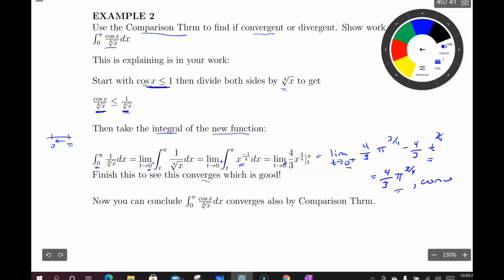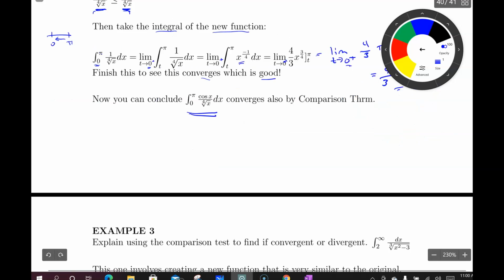So since this integral converges, I have the two facts. I have the fractions compared, I have the larger one converging, therefore you just need to state the original integral converges also by the comparison theorem.